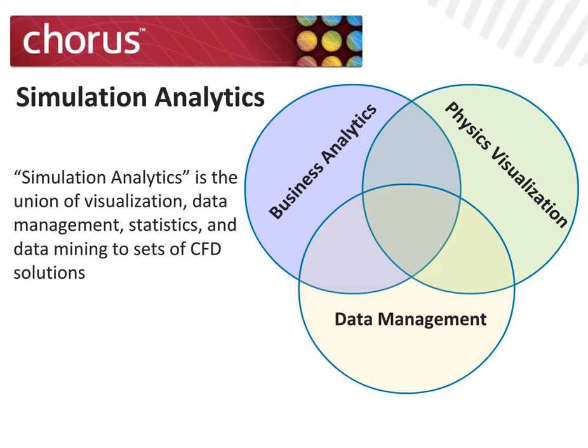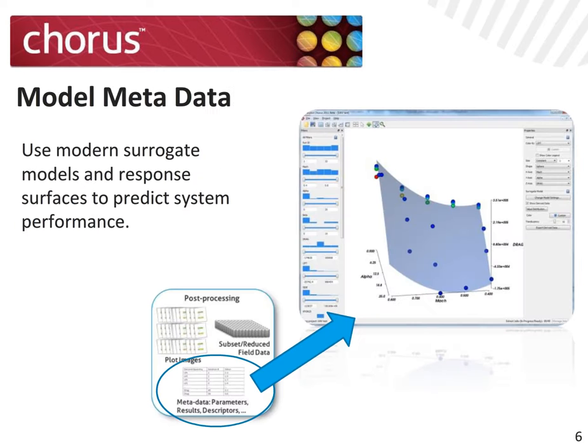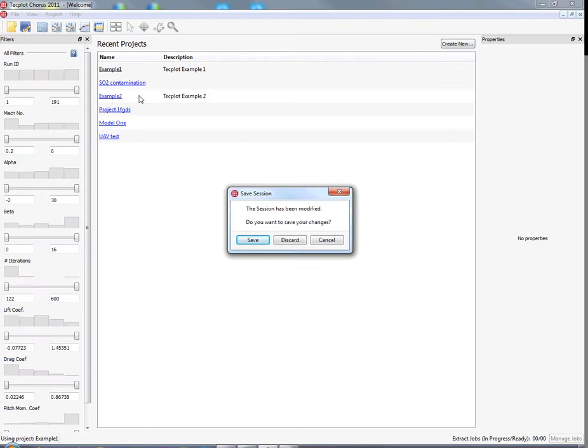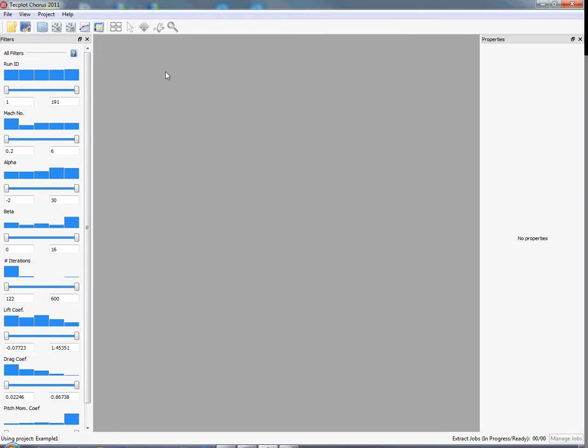Simulation analytics is really bringing together three well-established concepts: business analytics, visualization and physics visualization, and data management. In this example, we're going to show how you can model the metadata or derived quantities from a series of CFD solutions to predict performance of a system. We're going to start by looking at a pretty sophisticated example.